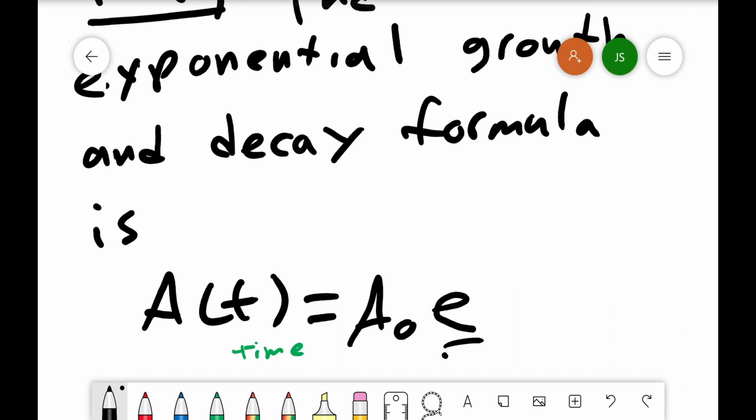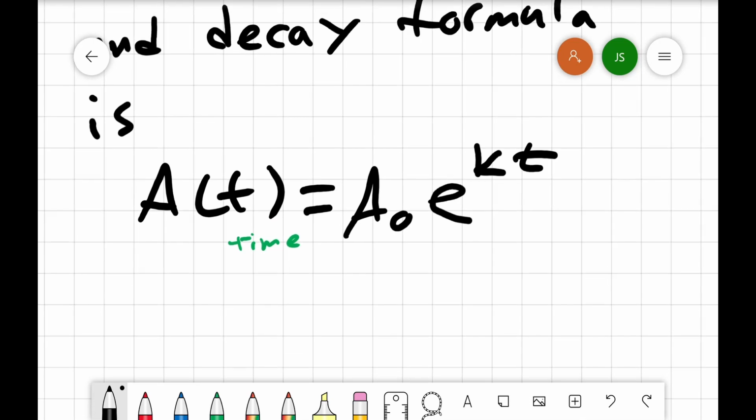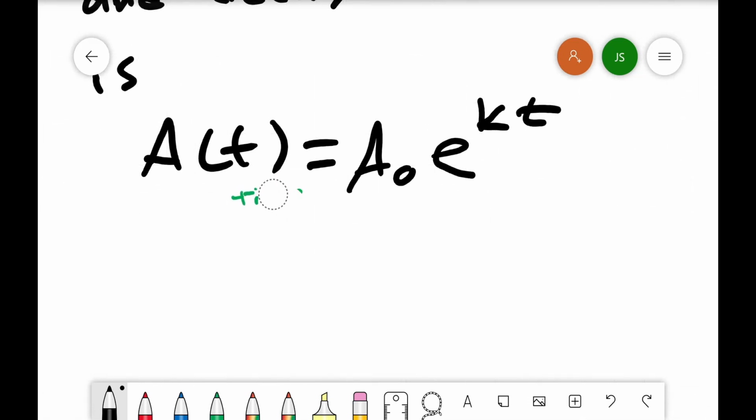So let's use e because math people like it. And this is going to be the kt. k is going to be like our rate. It'll be a kind of rate. And t is again for time. I guess I'll write all that out. So this is where A naught is the initial amount.